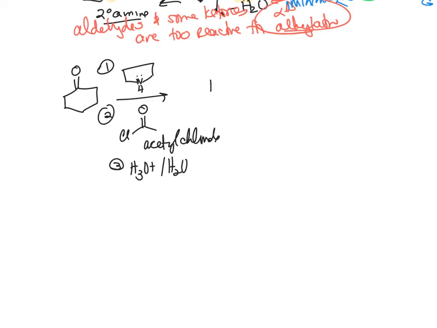Well, step 1, you're going to get the enamine. Okay, so that's your protected alpha carbon here. So this is your alpha carbon. Okay, this is going to be your carbon nucleophile. And your delta positive here is this carbon. This is an acid chloride. So this is going to be your electrophile.